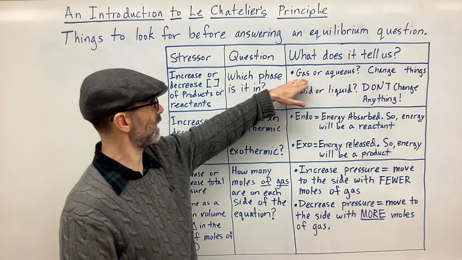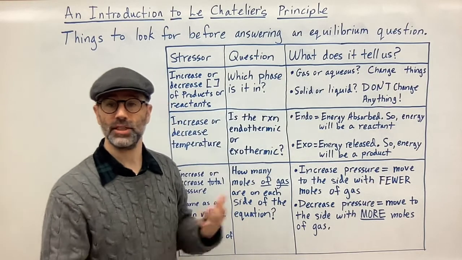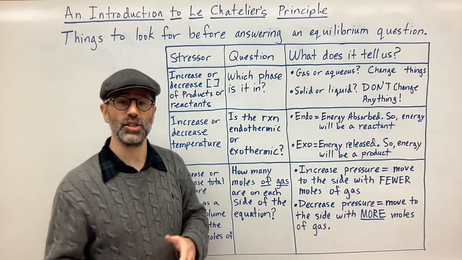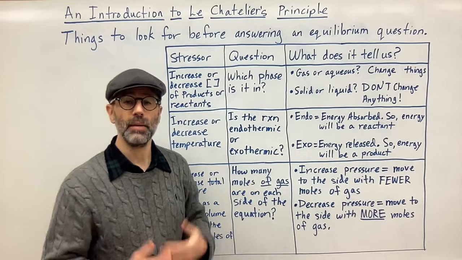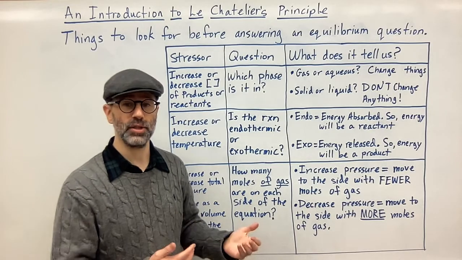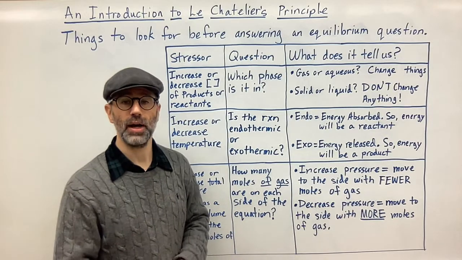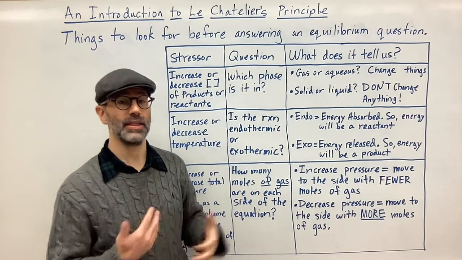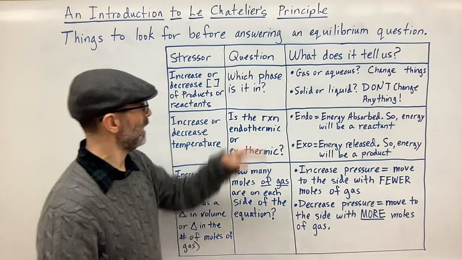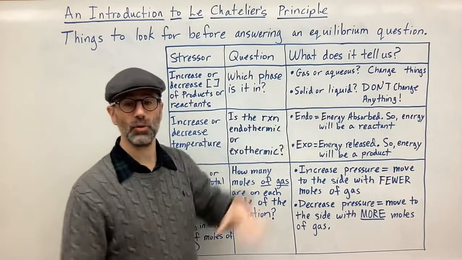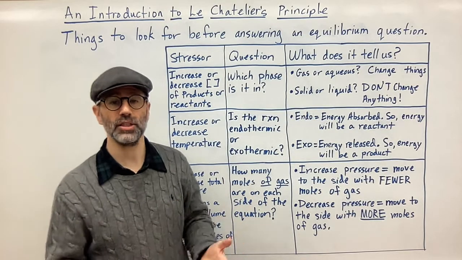So you answer the question. If it's a gas or aqueous, then things are going to change. It's either going to shift left or right depending on Le Chatelier's principle, and based on whether you're increasing or decreasing reactants or increasing or decreasing products, right? So if it's a gas or aqueous, things are going to change, so you need to think about how that's going to change.